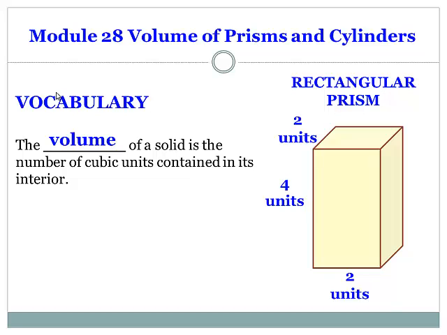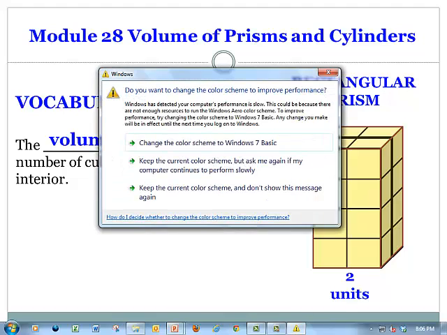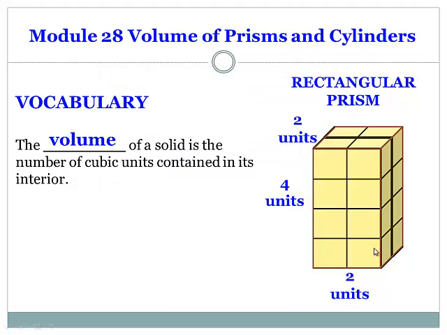So if you see to the right here, I have a rectangular prism. In the bottom part, I have the length here is 2 units. I have the width back here is also 2 units, and I have the thickness, or the big height, is 4 units. So if I superimposed little cubic units within this, you would see that if I multiplied all these, I would get 8 times 2, which is 16.